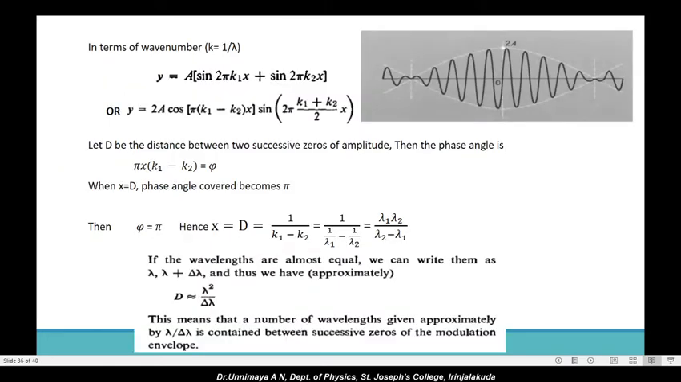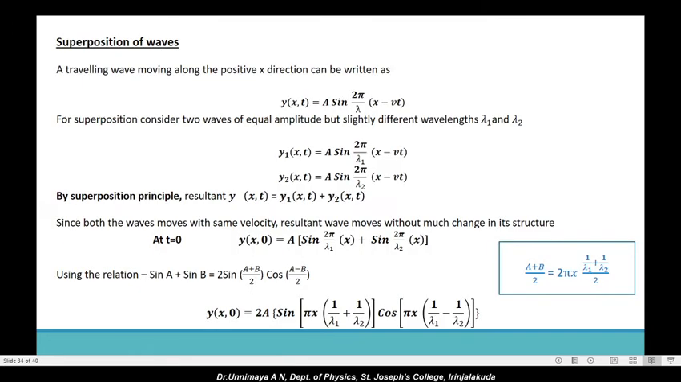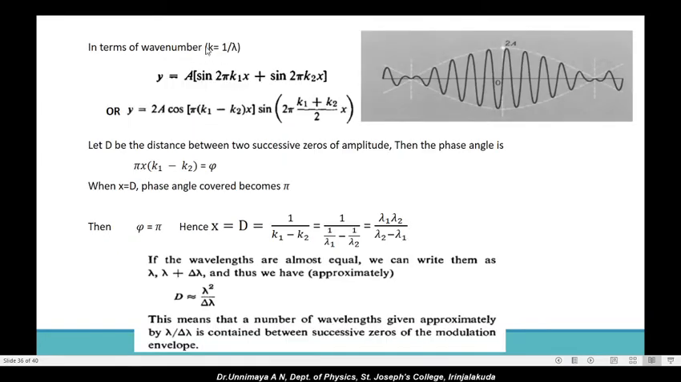Again, in terms of wave number we can represent the resultant displacement as y equal to 2a sin 2 pi x/lambda 1 plus sin 2 pi x/lambda 2. Here 1 by lambda is the wave number k, that is, 1 by wavelength equals wave number. So since k is equal to 1 by lambda, this equation can be rewritten as y equal to a sin 2 pi k1 x plus sin 2 pi k2 x.